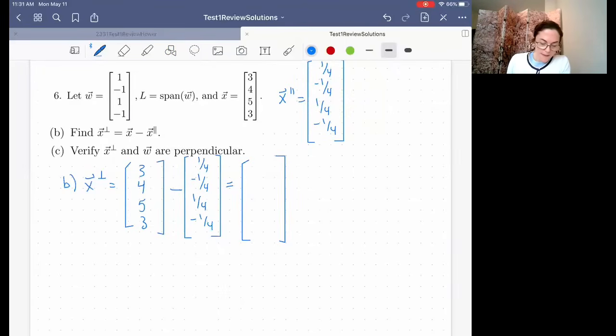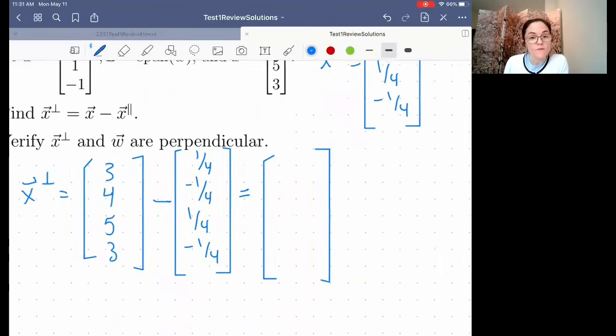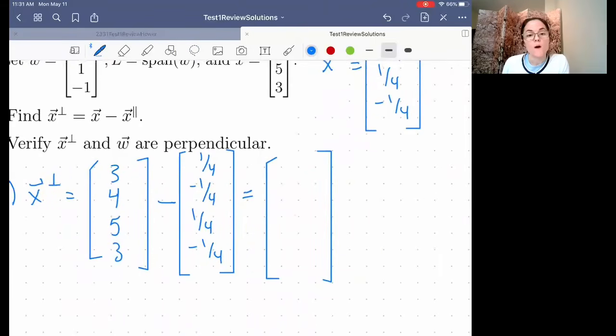Well, okay, this is fractions, but it's okay. 12 over 4, this is going to be 11 over 4. And then this is going to be 17 over 4. And then this is going to be 19 over 4. And the last one is 13 over 4.